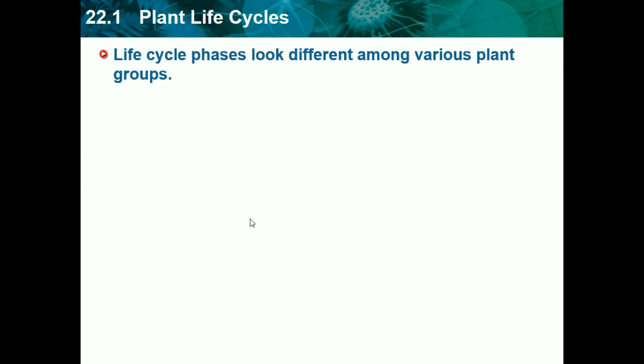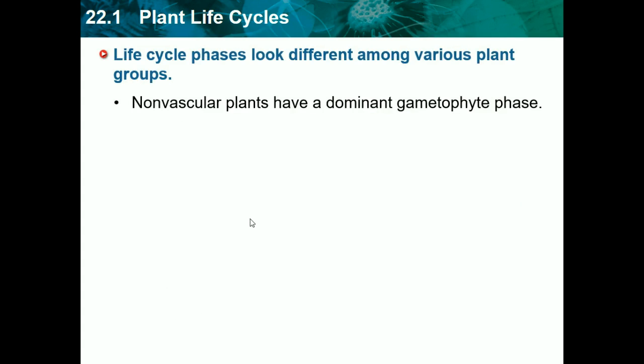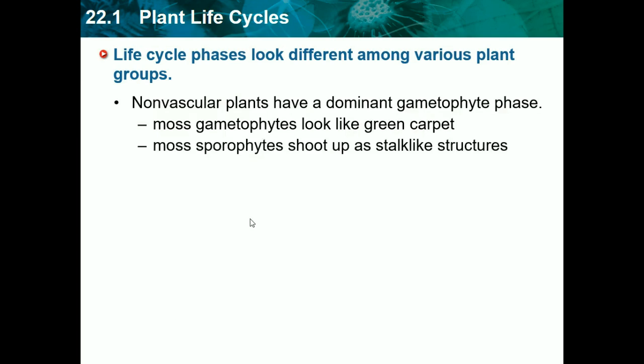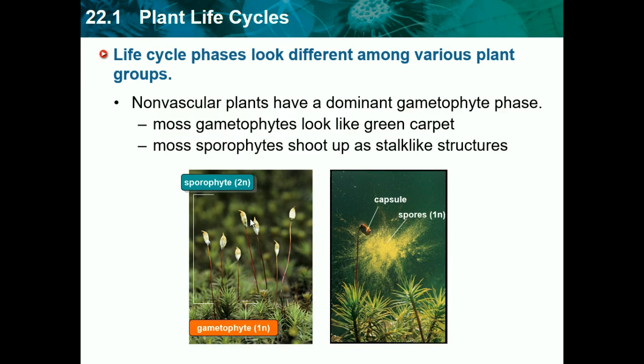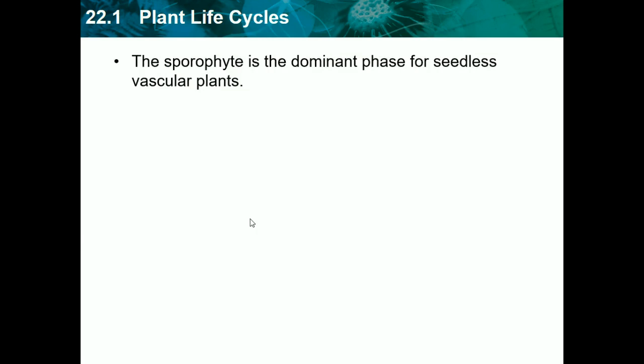The life cycle phases look different among various plant groups. Non-vascular plants have a dominant gametophyte phase. Moss gametophytes look like a green carpet. Moss sporophytes shoot up as stalk-like structures. And this is just too in-depth, and we don't need to know this for Intro to Biology or Biology 1.